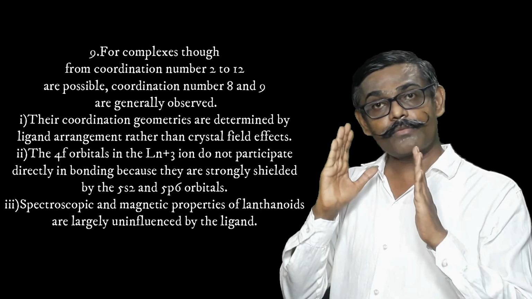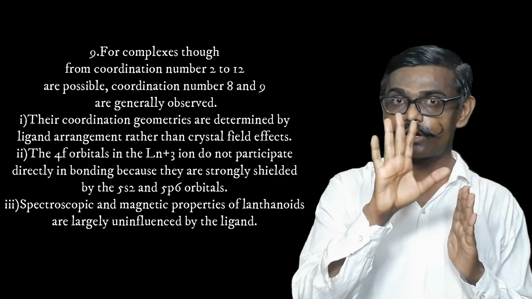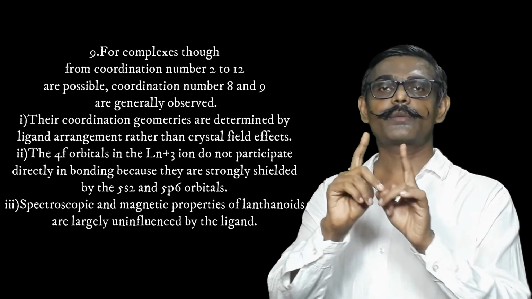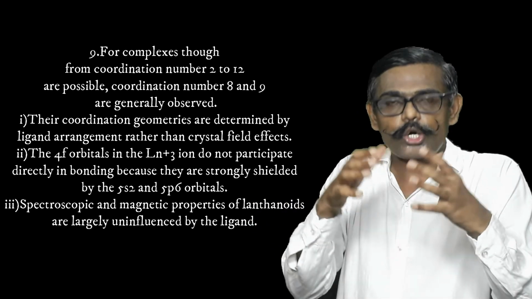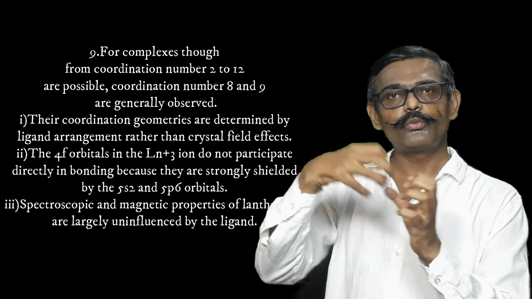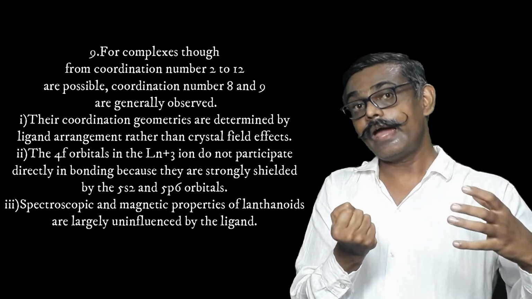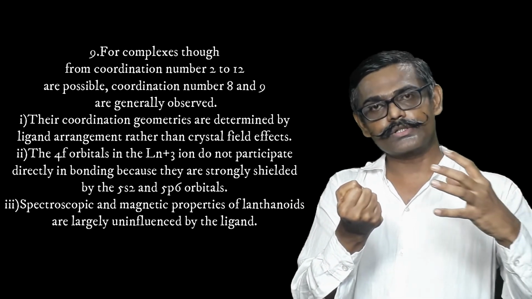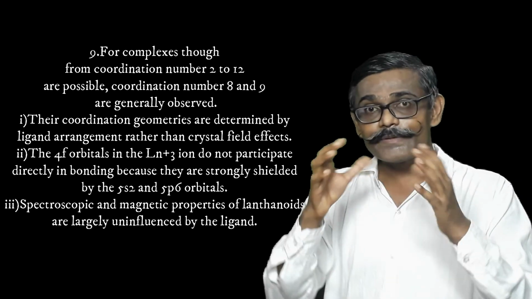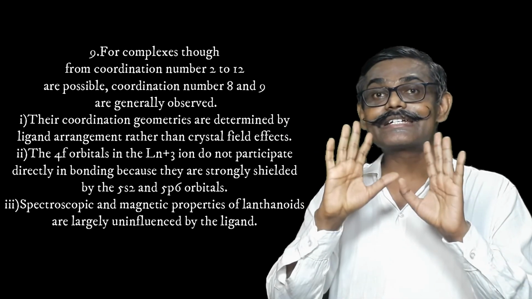Point number 9. Though such a wide range of coordination numbers, from 2 to 12, is possible for lanthanoids, generally coordination numbers 8 and 9 are preferred. Now, further explanation: this coordination number and geometry depend upon the ligands which have attraction with the metal ion. Because of the electrostatic force of attraction between the positive metal ion and the negative point charge of the ligand, there is an attraction. The ligands are around the metal ion and their arrangement especially depends upon the ligands and the size of the metal ion, not on the crystal field effect.